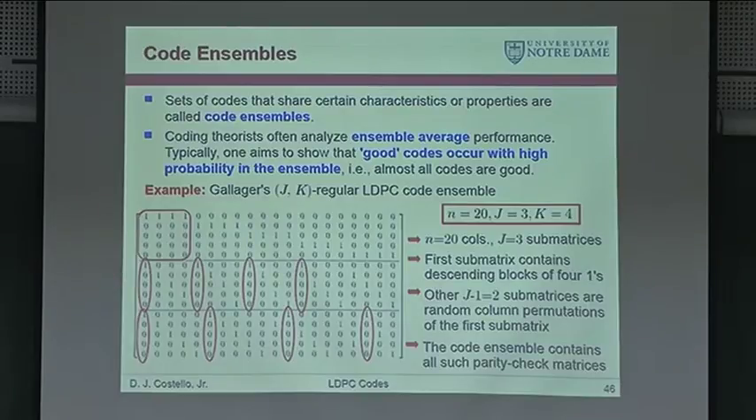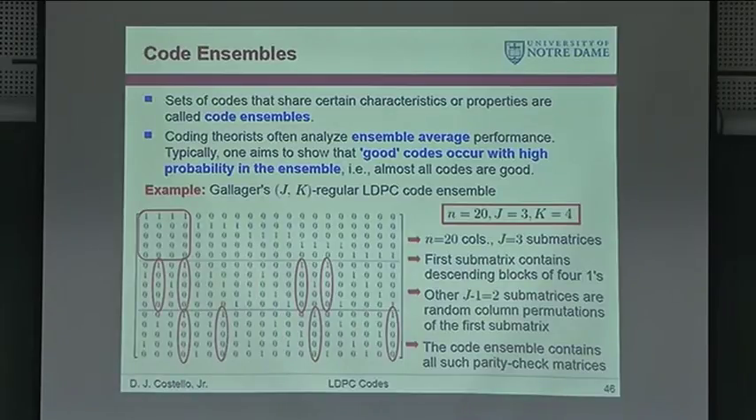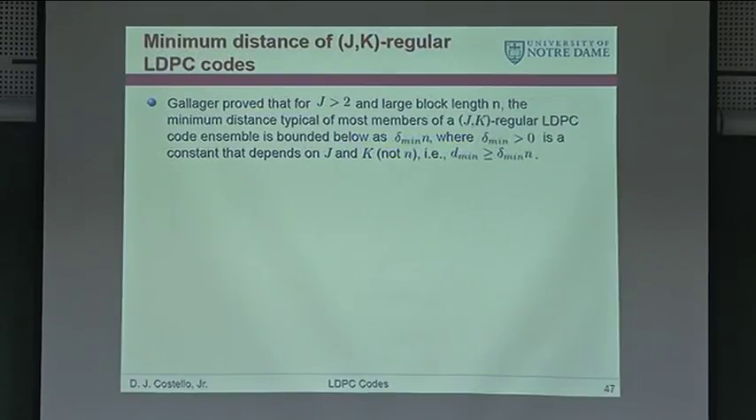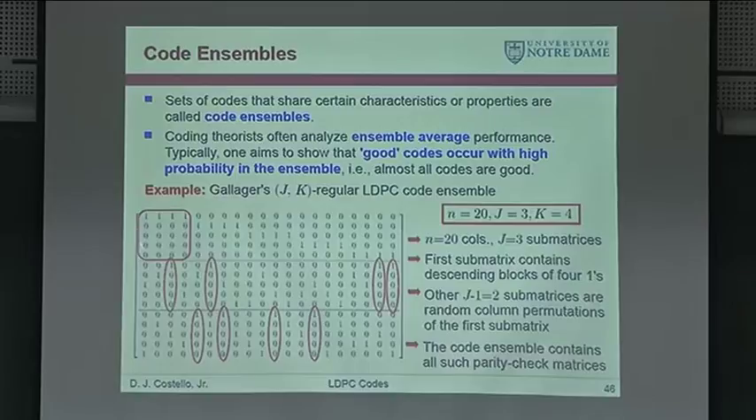So there are many ways of doing this, and you can count. For a given n, k, and j, you could count how many possibilities there are for rearranging these columns in the second and third submatrix. So the first submatrix is fixed, but there are many different combinations for the second and third submatrix. All those possibilities define the ensemble of codes. So here are some other ways of arranging the columns. Again, just illustrating it here for the first subblock, rearranging its columns, but we'd be doing it for all the subblocks.